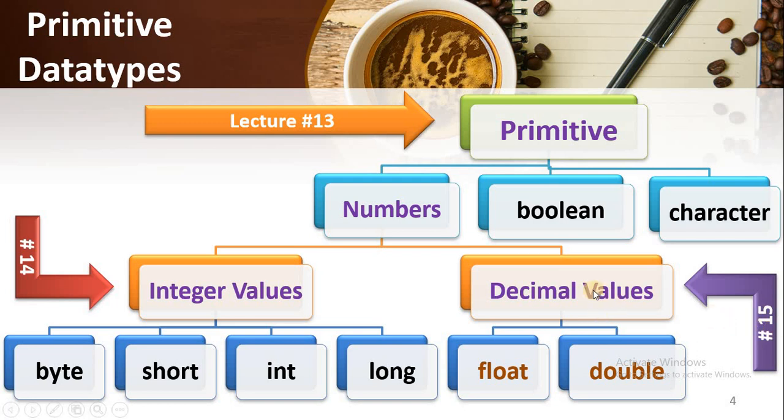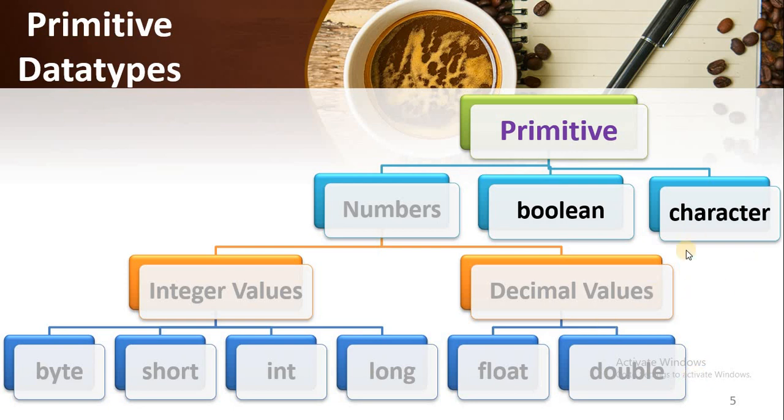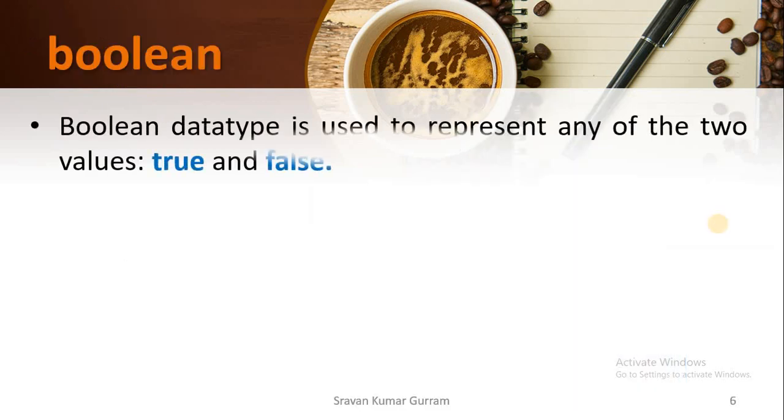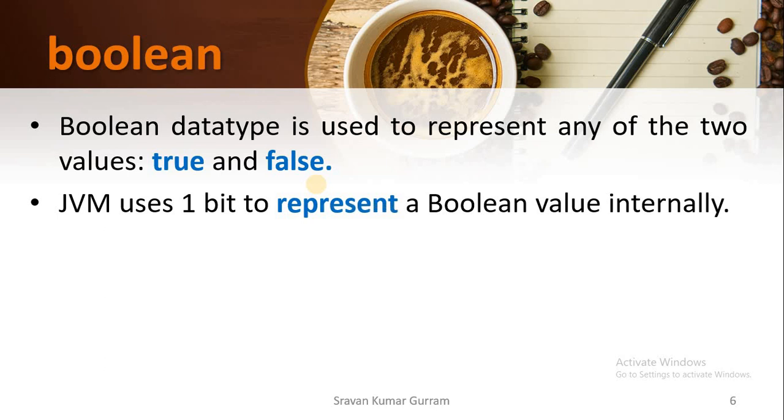In lecture 15, we covered float and double data types. So in this video, we are going to cover the remaining 2 data types, Boolean and character. Let us start our discussion with Boolean. The Boolean data type is used to represent any of the 2 values, true and false. If you want to store true or false, you can create a variable of Boolean type. JVM uses 1 bit to represent a Boolean value internally.